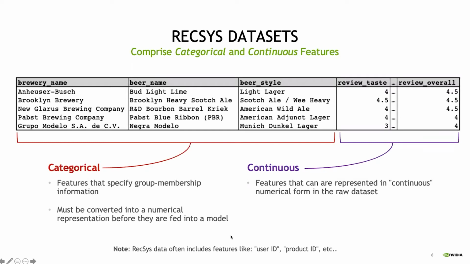A particularly important category for recommender systems are these categorical columns, because these need to be converted into some numerical representation before they can be fed into the model. Most models cannot just handle passing in these group labels. And so you really do need to do some pre-processing.